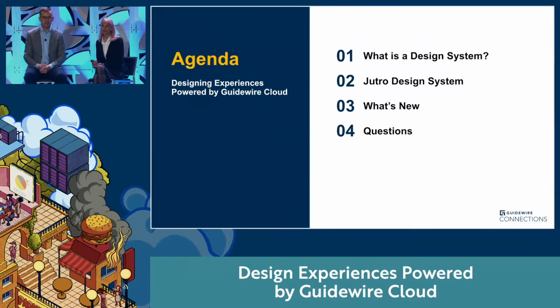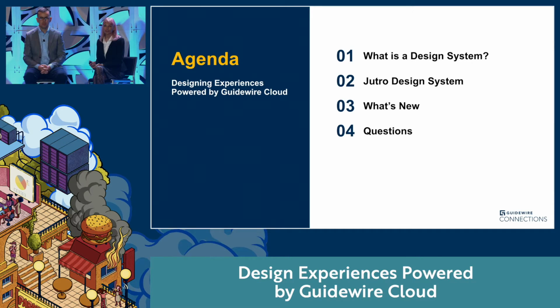So first, again, different people have different opinions about what design systems are. So we'll start by level setting a little bit and then talk about Jutro. We have actually had the design system for a while, and I'll talk a little bit about the history, and then we'll want to focus on what's new and answer any questions, and then get you to wherever you need to go next.